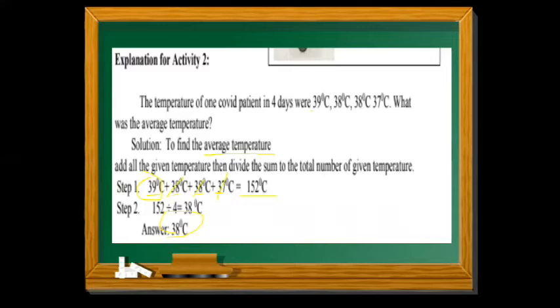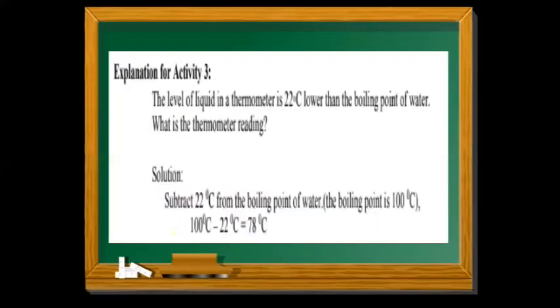Okay. Next one, we have activity number 3. The level of a liquid in a thermometer is 22 degrees Celsius lower than the boiling point of water. What is the thermometer reading? So subtract 22 from the boiling point of water. The boiling point of water is 100 degrees Celsius. We will just subtract 22 from 100 degrees Celsius. So the answer is 78 degrees Celsius. Napakadali lang siya. We will just use the basic operations, subtraction, addition, multiplication, division, kung ano ba yung hinihingi ng ating tanong.